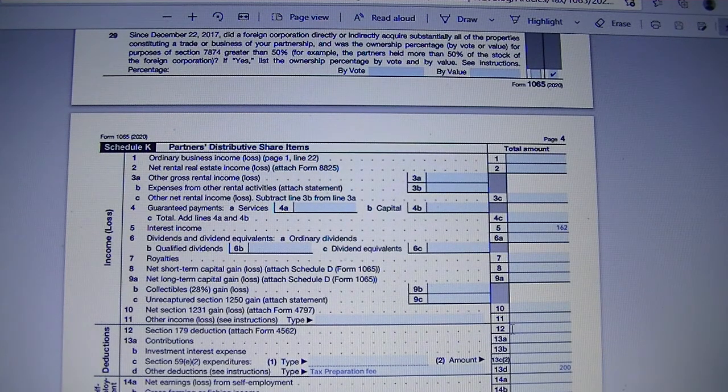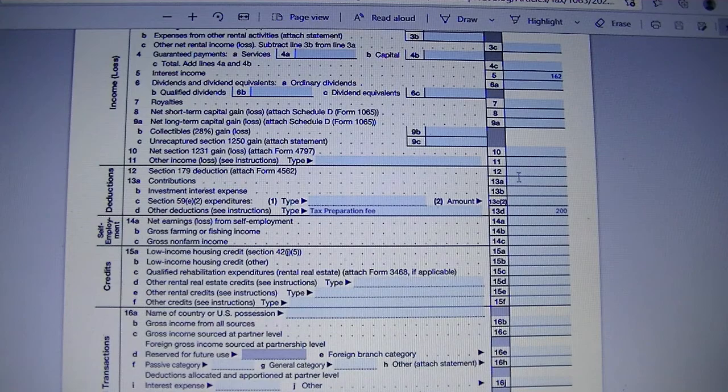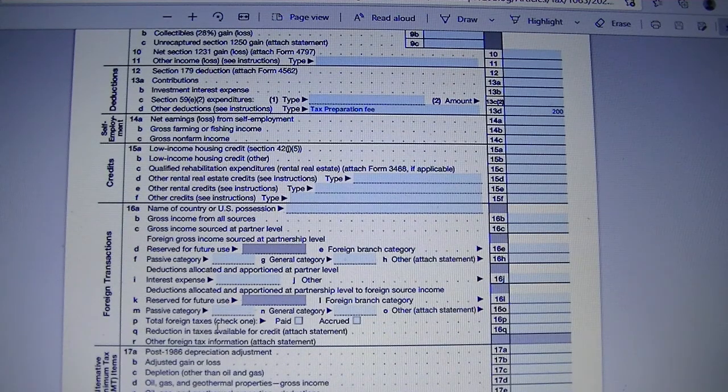So when you take the sum of line 1 through line 11, you will subtract out of that line 12, 13, and 16P, total foreign tax. You will subtract that out of it, and that will give you the income or loss. So let's take a look at 16. So name of the country or U.S. possession. And then you have gross income from all sources. So if you are conducting business in the US and another country, for instance, that will be all your revenues, pretty much.